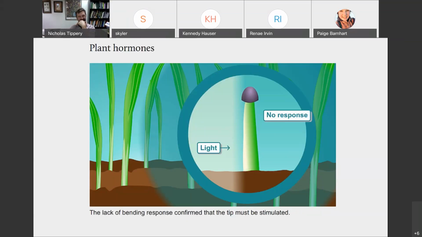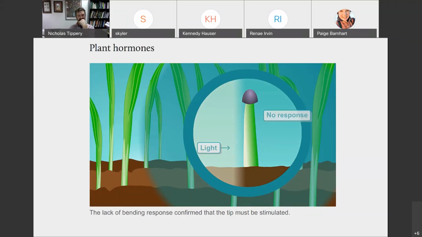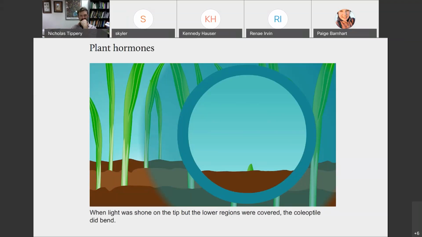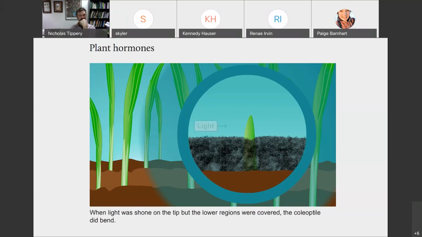The lack of bending response confirmed that the tip must be stimulated. When light was shone on the tip but the lower regions were covered, the coleoptile did bend. This showed that only the tip needs to be stimulated.